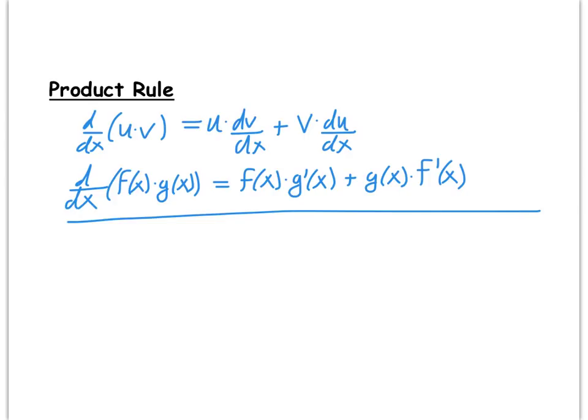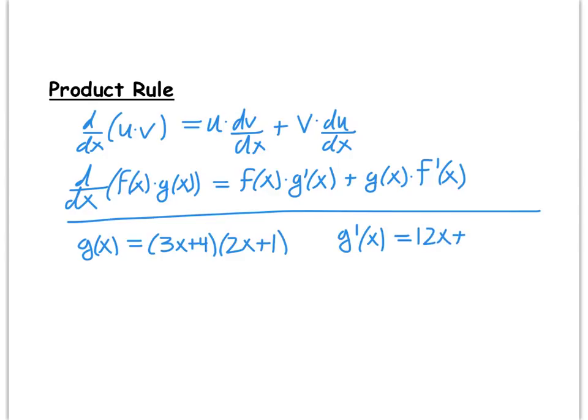Now let's go back and consider that same function we had in the last slide, that product of 3x plus 4 times 2x plus 1. And just confirm that the product rule gets us the same derivative we obtained through expanding and using the power rule, and the derivative we got was 12x plus 11. We just want to confirm that the product rule gets us that exact same derivative.